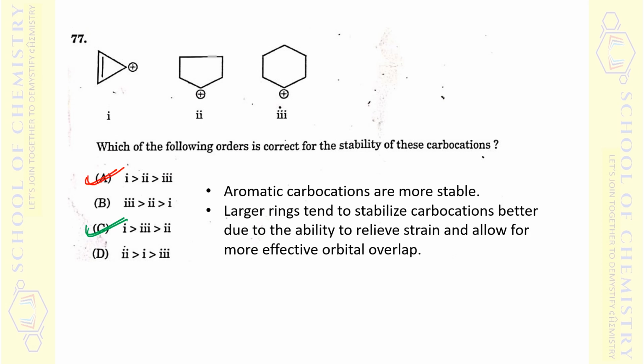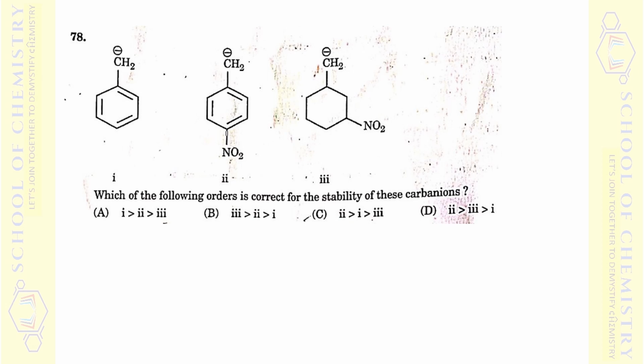Why they have given this answer, or if there is any other explanation in which the stability of the cyclopentyl cation is said to be more stable than cyclohexylium, in that case this can be considered as the answer. If you know any such logic, you can just let me know in the comments. Otherwise, I would go with option C as the correct answer for this question. Let's move on to the next question.